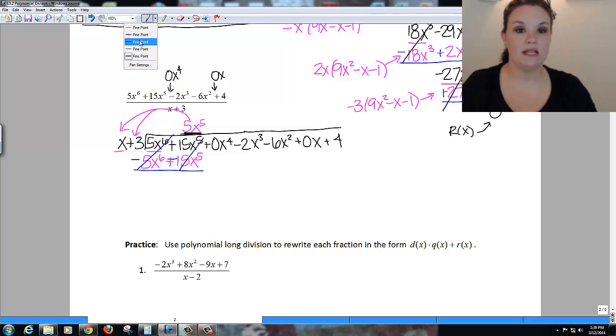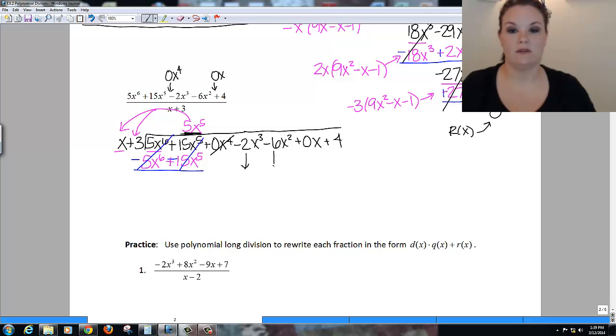So if both things cancel out, remember I have to have as many terms down here as I do in my divisor. So that means I need to bring down at least 2 more. Now since my next one is a 0, I'm not going to use that one. I'm going to bring down these 2. So I have negative 2x cubed minus 6x squared. Okay? And then I start the process again.